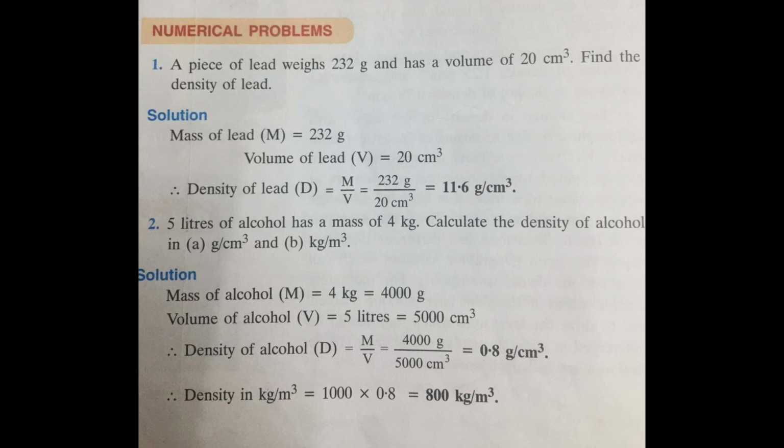Now we'll solve part B. Here we have to find out the density in kilogram per cubic meter. So to convert grams into kilograms and centimeter cube into meter cube, what will we do? We will multiply 0.8 by 1000 and we'll get the answer. Density in kilogram per cubic meter is how much? 800. So the answer for part B is 800 kilogram per cubic meter.